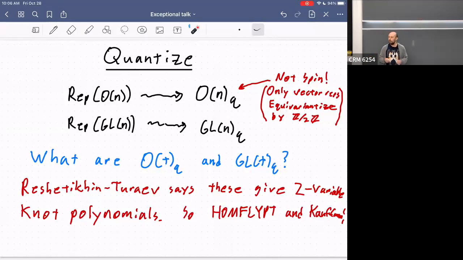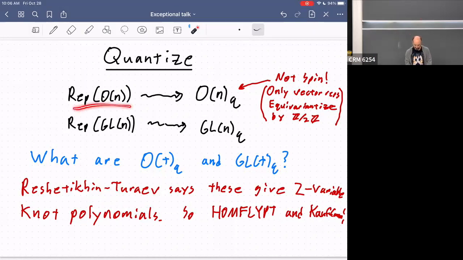So if I meant all representations of the Lie algebra, I would write spin. So this differs from spin in two ways. First, it's only the vector representations. It's only the representations whose highest weight is a root. And secondly, if you wanted to define it in terms of the category of representations of the quantized enveloping algebra, that would give you something like SO, even if I restricted to the vector representation. So I have to do some sort of equivariantization by a Z mod 2 to get the right thing. Okay.